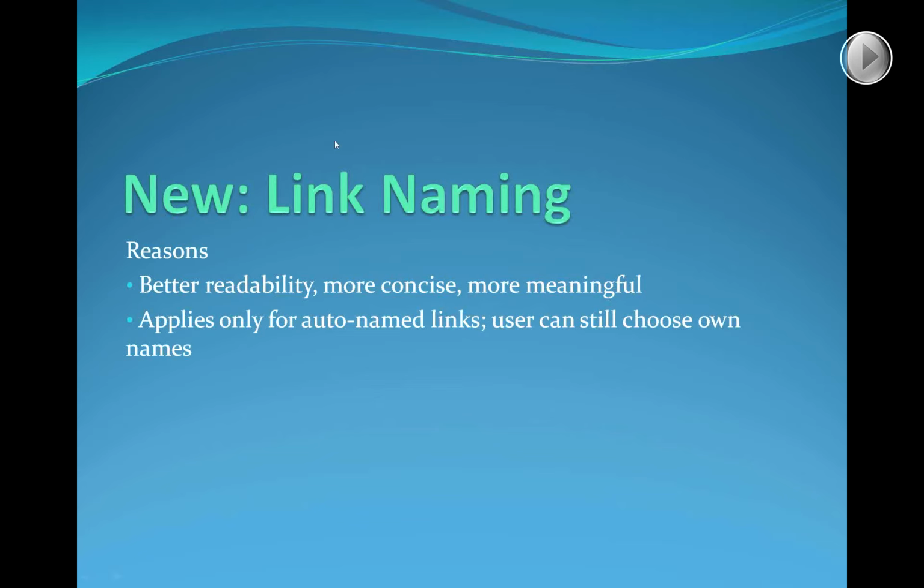The next new thing is there's been a slight change to the way links are named. This is something that sort of fell out in the process of working on color. The link names prior to 6.0 were very verbose and kind of hard to understand at a glance what was going on. So a better naming convention is in 6.0. And this only applies for links that are auto-named. If you wish, you can still provide your own name for links.